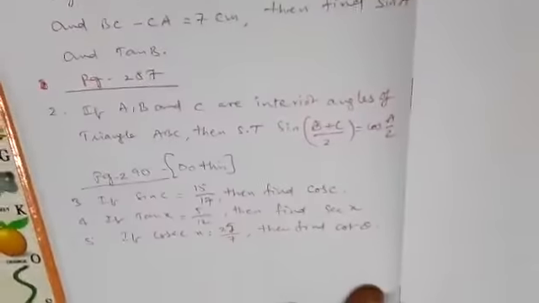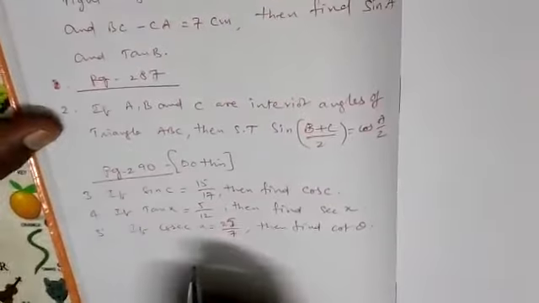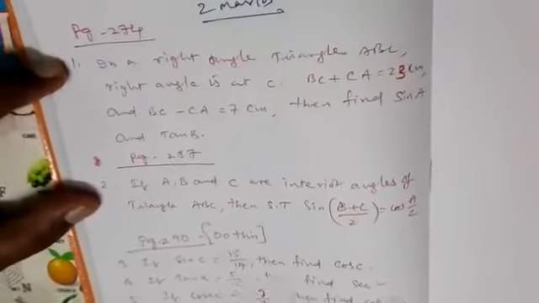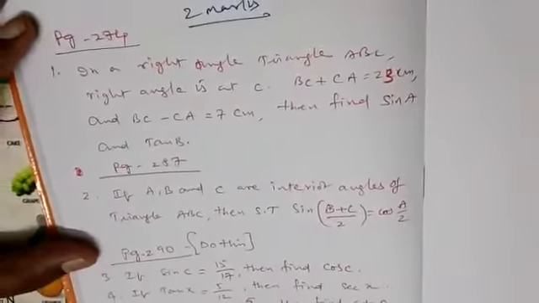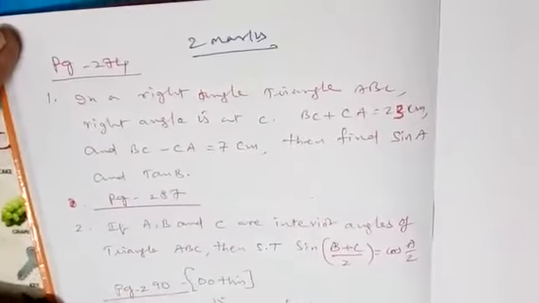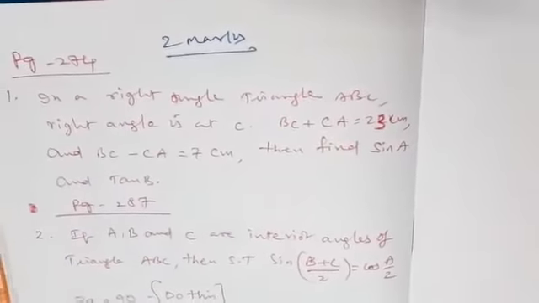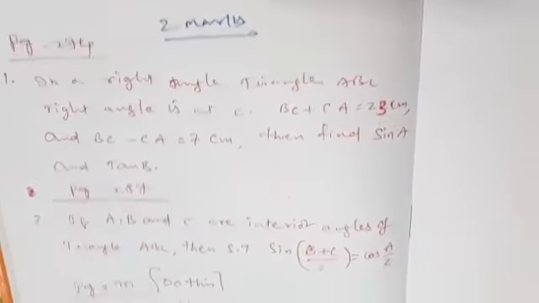Okay. Good evening, children. So, 2 marks questions in trigonometry. First question, page number 274. In a right angle triangle ABC, right angle is at C. BC plus CA is equal to 23 centimeters. BC minus CA is equal to 7 centimeters. We need to find sin A value and tan B value.